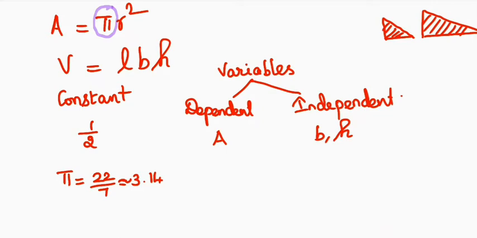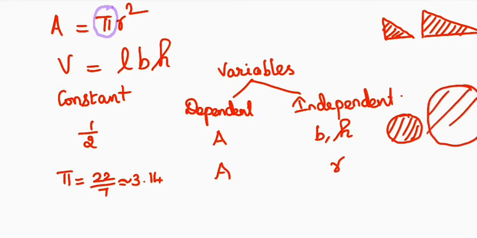And you see that here there are two variables, A and r. So r is the independent variable, and the area depends on the radius. If the radius is small, the area of the circle is also small. If the radius is bigger, the area of the circle is also bigger. So the area of the circle depends on the radius. That's why the radius is the independent variable and A is the dependent variable.